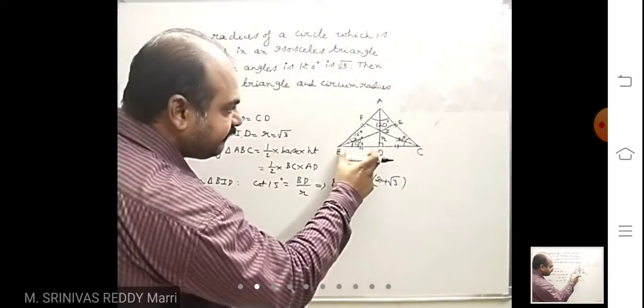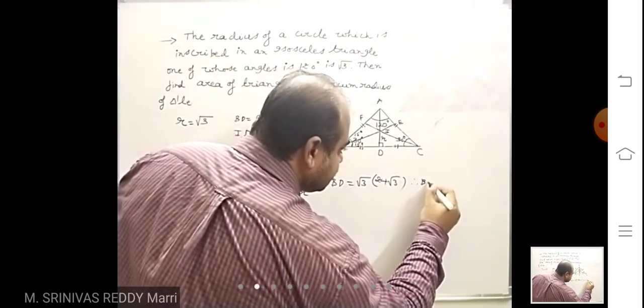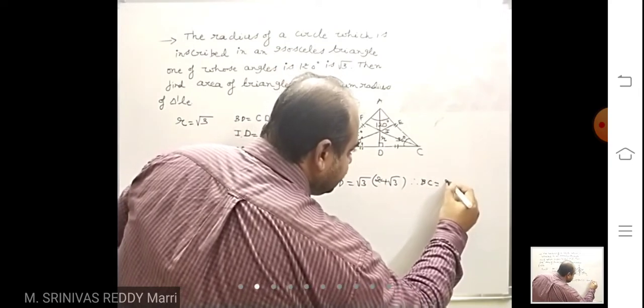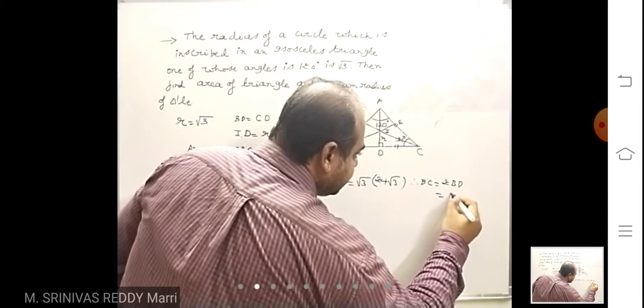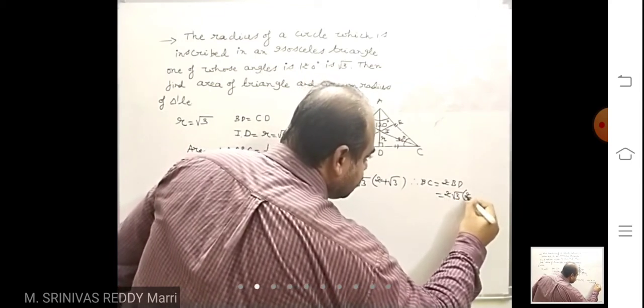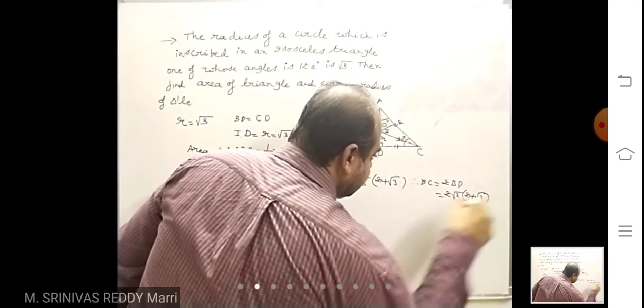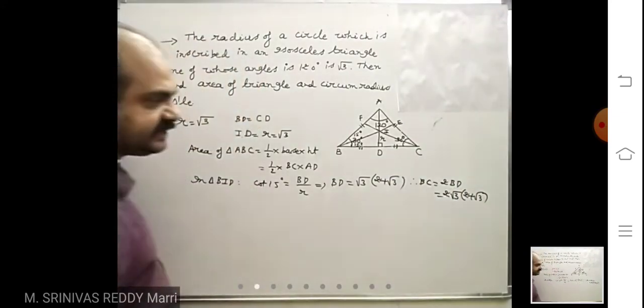Now this BD value, you know, is the base. Therefore BC is nothing but twice BD. Twice BD means 2 root 3 into 2 plus root 3. So I got the base, BC. BC is nothing but twice BD.